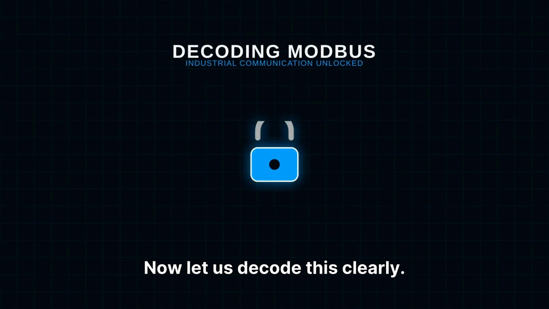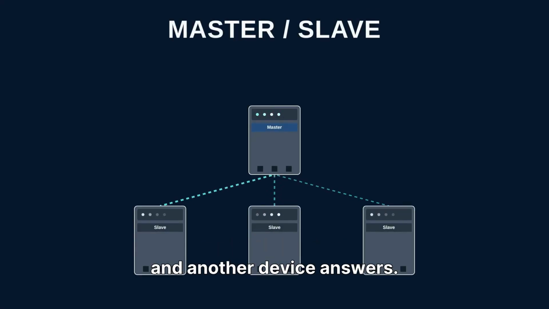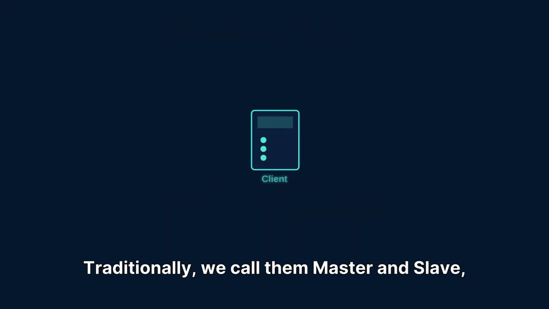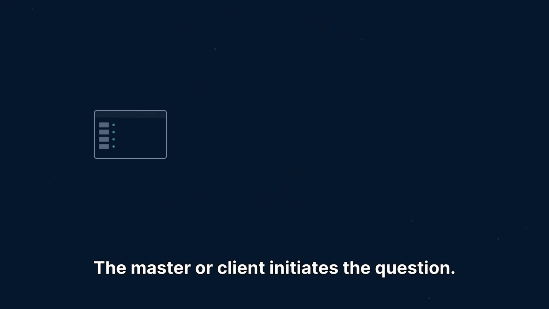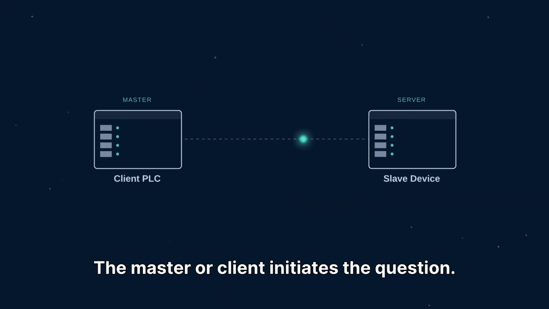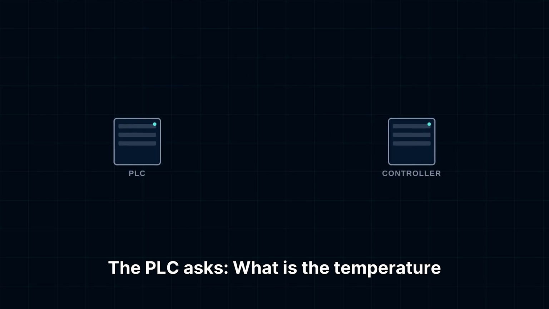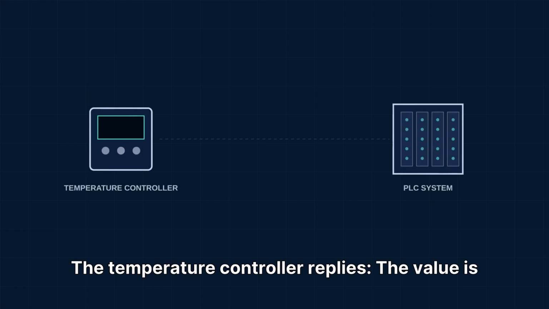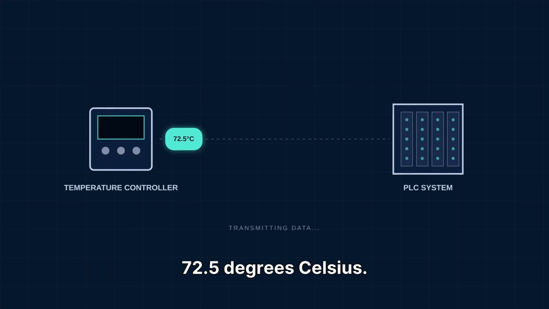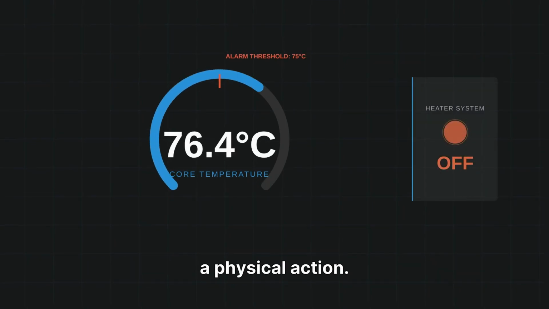Now let us decode this clearly. In classic Modbus communication, one device asks and another device answers. Traditionally, we call them master and slave, or in modern terms, client and server. The master or client initiates the question. The slave or server replies. The PLC asks, what is the temperature value stored in register 30001? The temperature controller replies, the value is 72.5 degrees Celsius. This is how a digital conversation becomes a physical action.